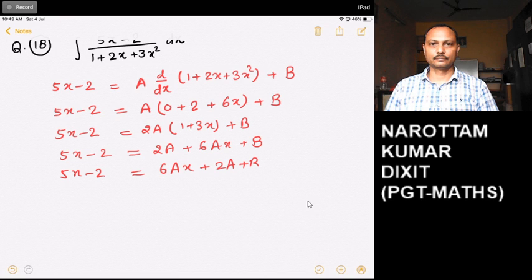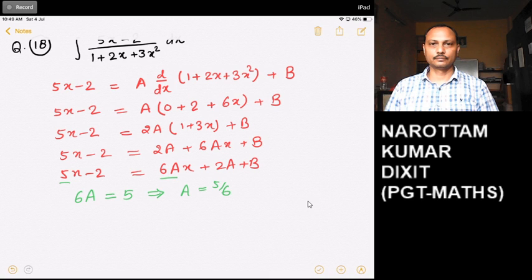Now compare the coefficient of x. The coefficient of x here is 6a, and the coefficient of x is 5. So on comparing, we get 6a equals 5. It implies that a is equal to 5 upon 6. This is the value of a.